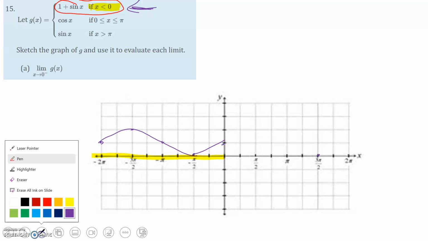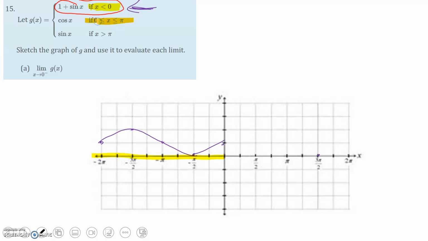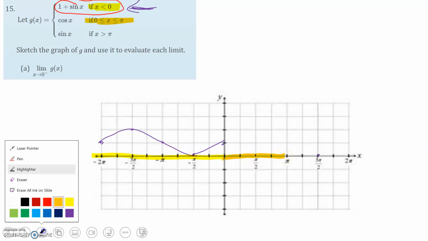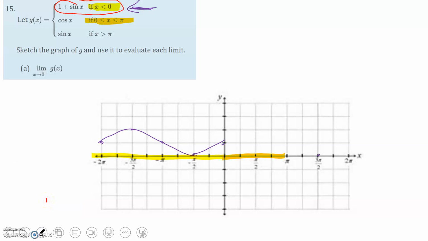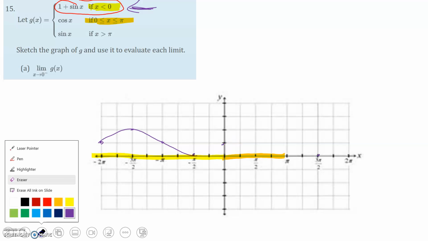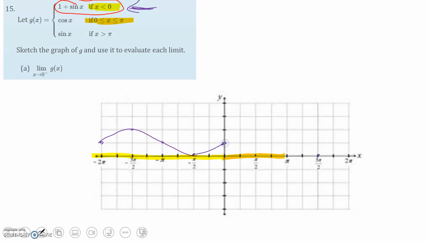Then starting at 0 through pi, from here to here, we know that we are graphing cosine of x. Now we know cosine of 0 is 1. So we're going to graph right here at 0, 1. Sorry, I'm going to graph that right here. And then cosine of pi over 2 is 0. And cosine of pi is negative 1. But we're going to stop right there at that value. So we know we're right here.